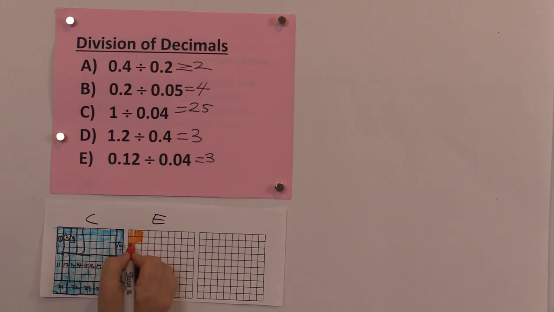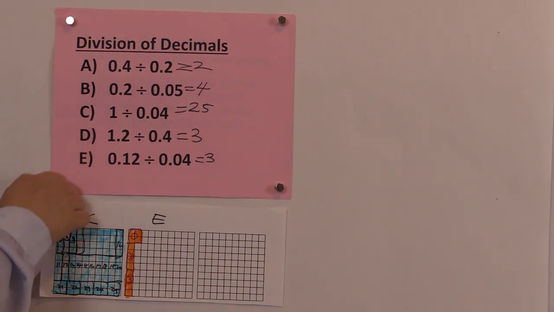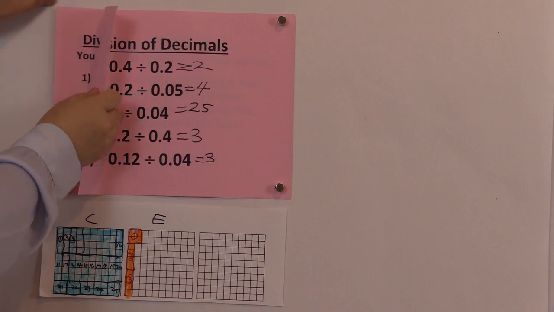So it's going to be 1 group, right? And this is another group, 2, and this is another group, 3. So my answer is 3. Okay? Good. So let's talk about the word problems of division.